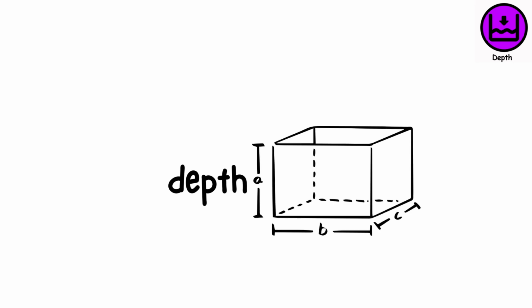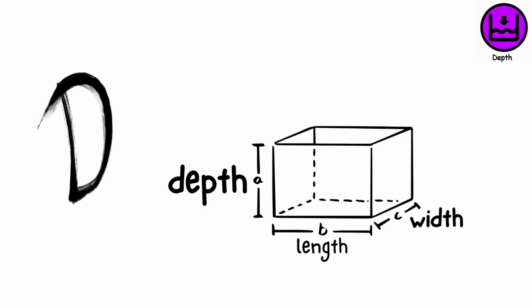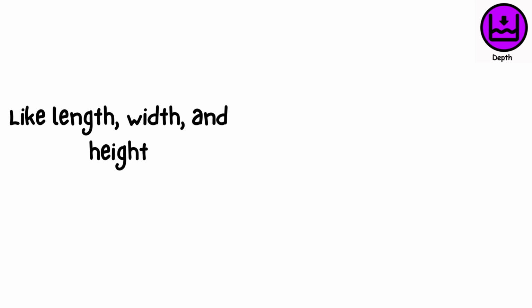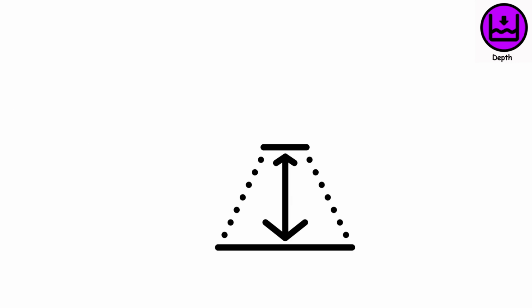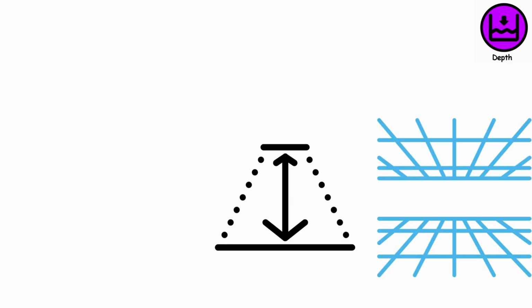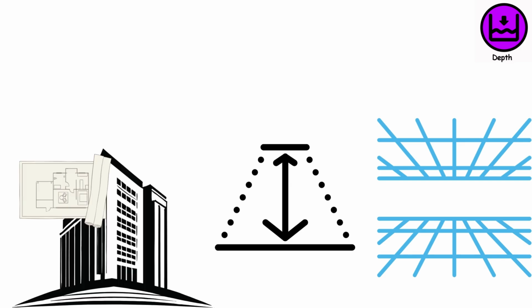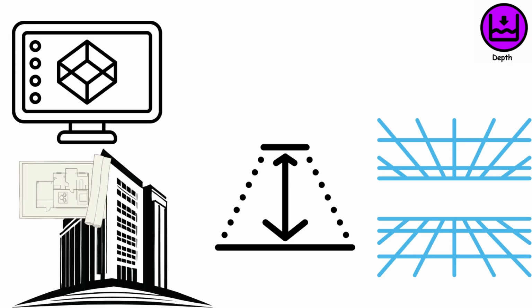Depth. This is measuring distance into or out of a three-dimensional object or space. It represents the third dimension in addition to length and width, providing an object with a sense of volume or thickness. In mathematical notation, depth is typically represented by the letter D, and is one-dimensional like the other spatial dimensions. Like length, width, and height, depth requires only a single coordinate to specify a point within it. Depth is essential in describing the spatial relationships of objects in three-dimensional space, and is crucial in fields such as architecture, design, and computer graphics.